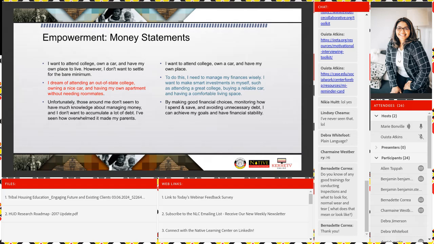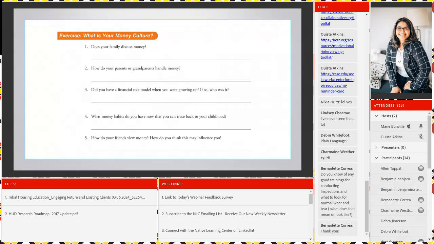Or I say, okay, now let's talk about money statements. What does it look like? If I say I want to attend college, own a car, and have my own place to live, a person may hear, I dream of attending an out-of-state college, owning a nice car, having my own apartment without needing a roommate. Positive money statement: to do this, I need to manage my finances wisely, make smart investments in myself, attend a good college, maybe not out of state, but buy a reliable car and have a comfortable living space. So I have them reevaluate their money statements based on what we started with, which is their money culture.